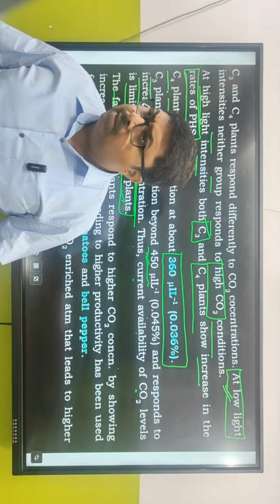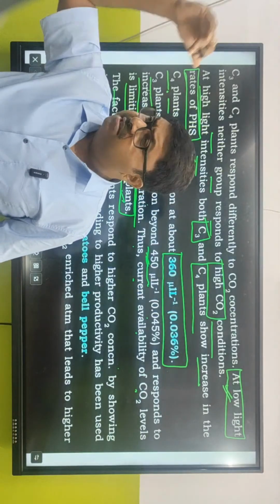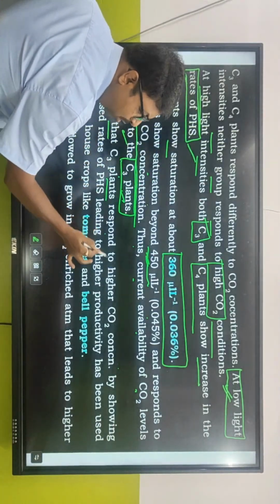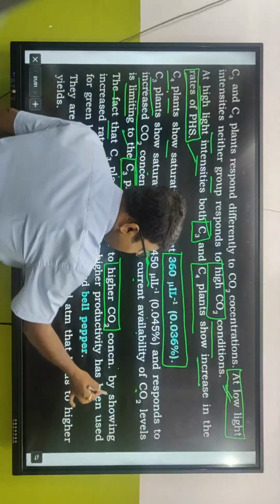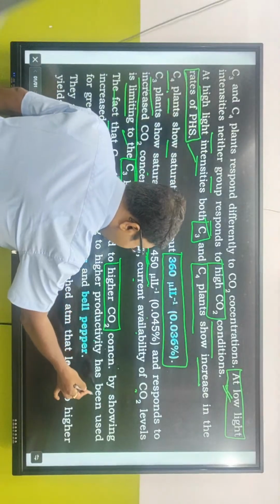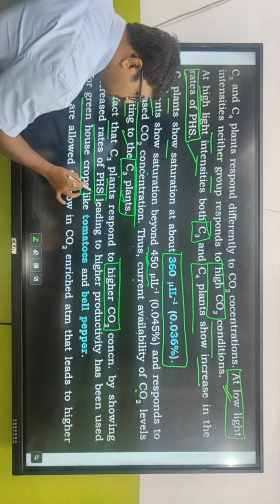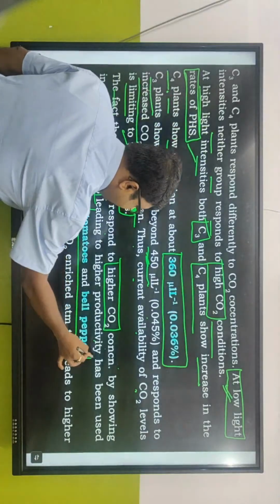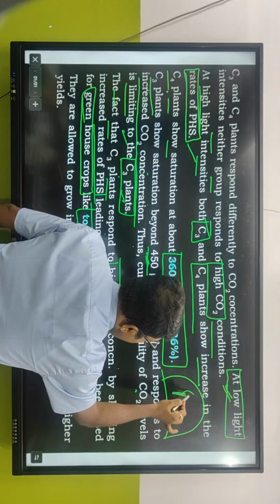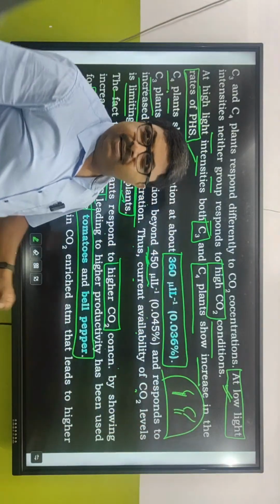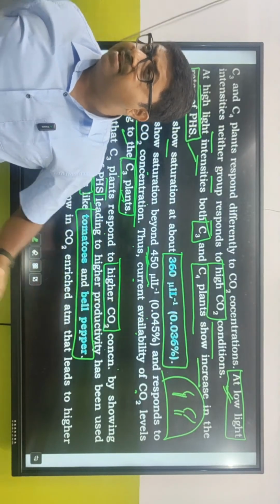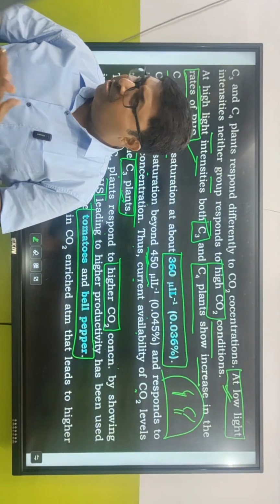বুঝলাম না। তাহলে ওকে আরো অ্যাচিভ করতে হবে, আরো পেলে C3 plants তার বেস্ট রেজাল্ট দেখাবে। The fact that C3 plants respond to higher carbon dioxide concentration by showing increased rate of photosynthesis leading to higher productivity has been used for greenhouse crops like tomatoes and bell pepper. এই জন্য কি করা হয়? গ্রিনহাউস ক্রপস এর মধ্যে টমেটো আর বেল পেপারটাকে কালচার করা হয় so that they get increased carbon dioxide concentration and their yield gets increased because they are C3 plants.